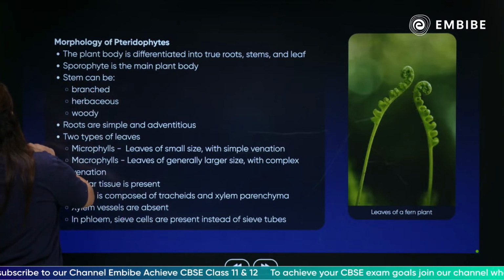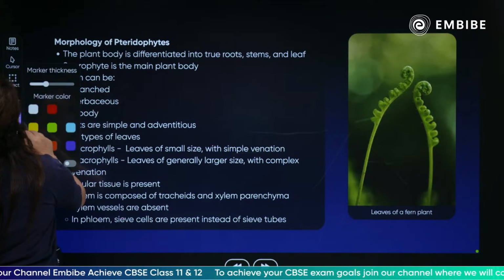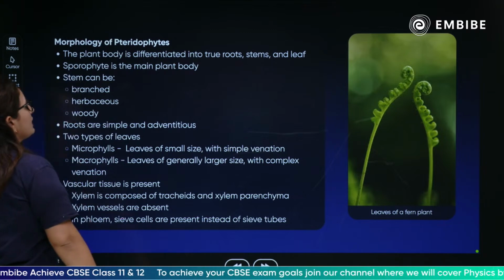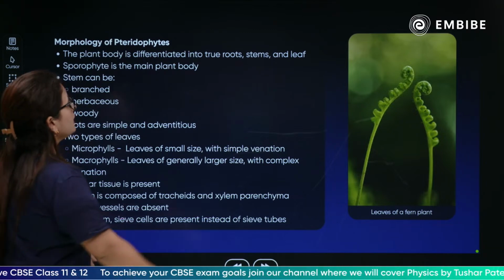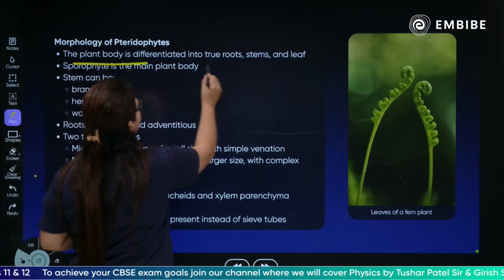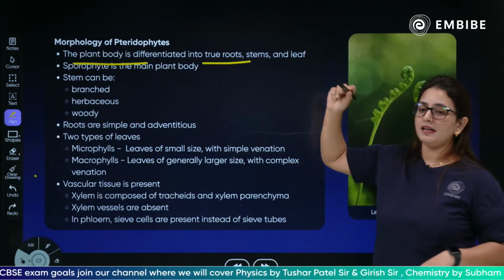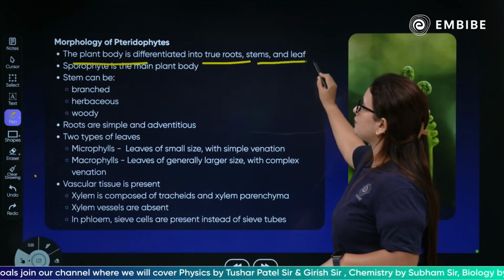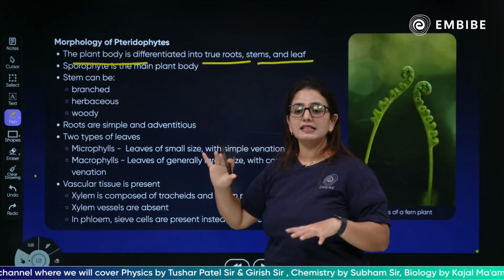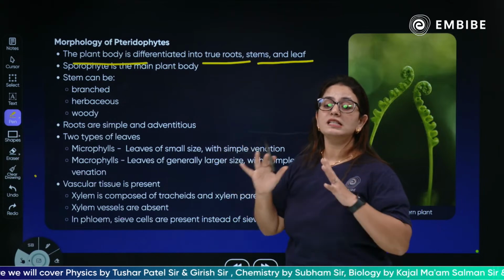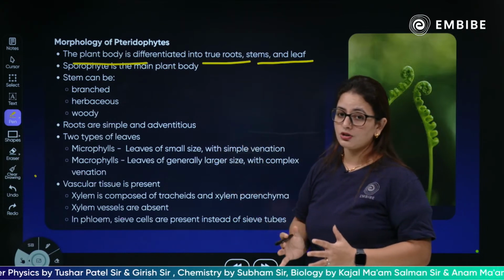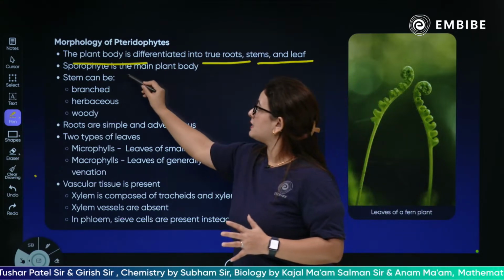Morphology is the external body condition. What is the morphology? The plant body of the pteridophytes is divided into root, stem and leaf-like structures. Yes, they do have root, stem and leaf in their structure, and the sporophyte is the main plant body.